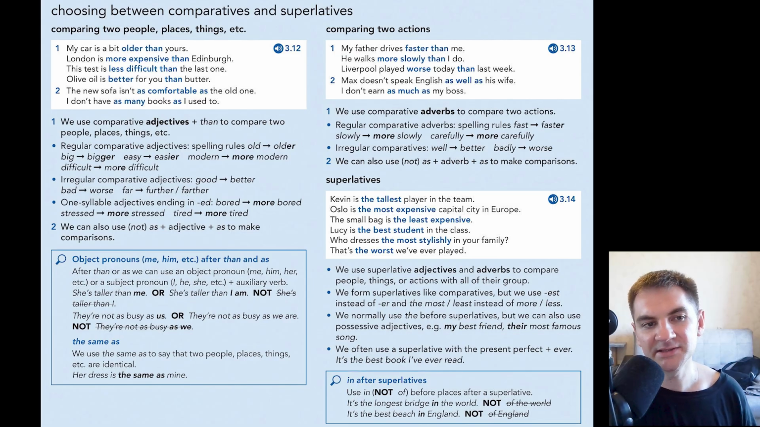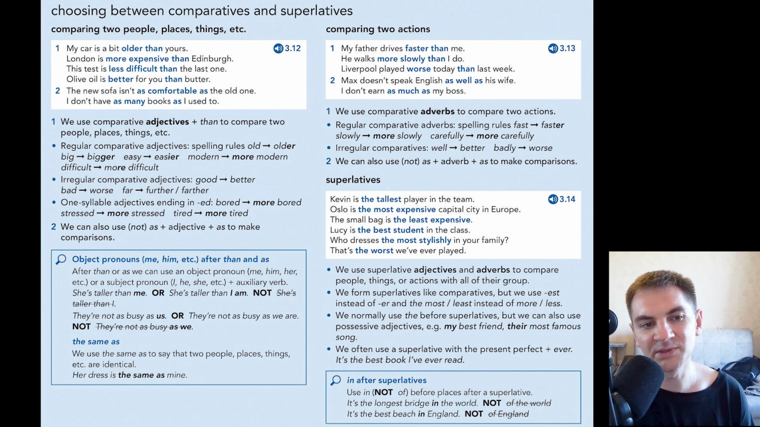Okay, let me say a couple of things before we dive into practice. Part 1. Comparing two people, places, or things. Rule 1. Use comparative adjectives plus than. When you compare two things, you often use a comparative adjective followed by than.